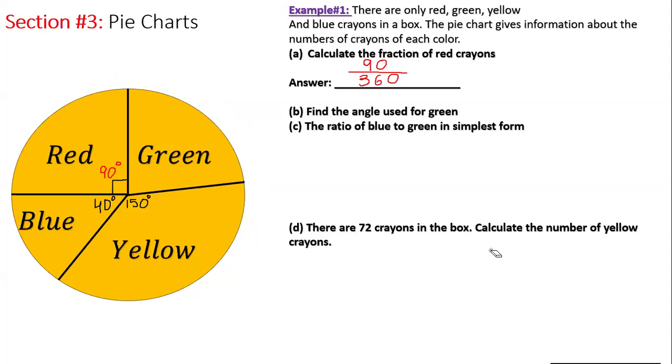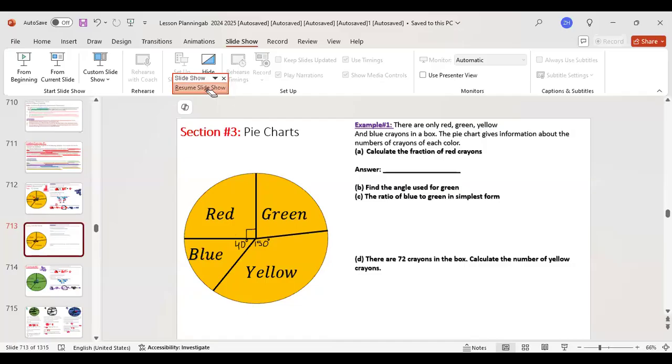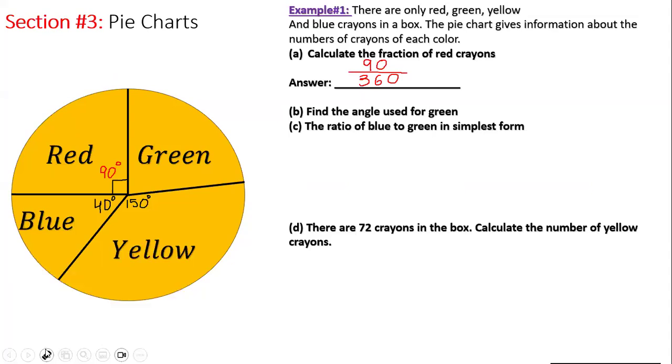Let's see on the slide. I'm going to cancel the zeros. So we're going to cancel the what? This 0 with that 0. And we are left with what? 9 over 36.